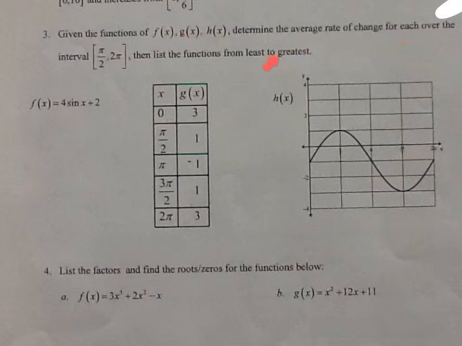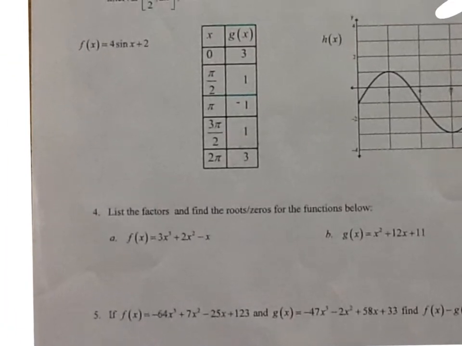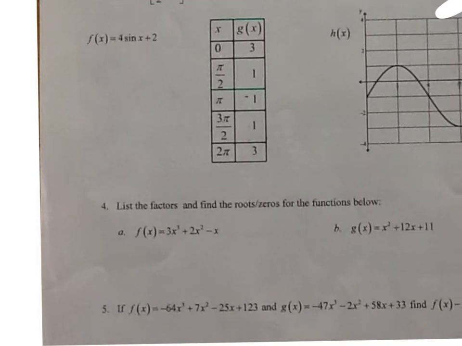And here's the interval. Now remember, my interval are my x values. So I have an x value of pi over 2 and an x value of 2 pi. And I have function f of x, which is an equation, g of x, which is a table, and h of x, which is a graph. Okay, so let's start with the equation over here. So we're starting with this guy here.